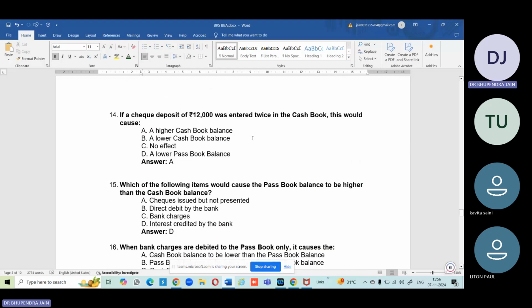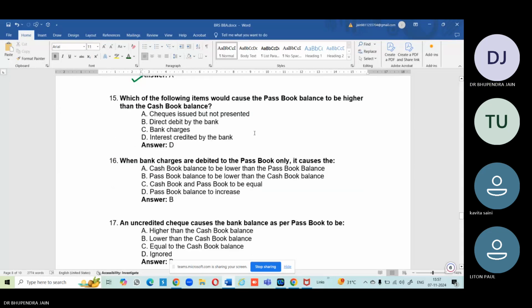A check of rupees 12,000 deposited was entered twice in the cash book. So this would cause... simple बात है, if you record the twice entry, तो cause क्या होगा? The balance of cash book will be higher. So the first option is correct, higher cash book balance. Lower cash balance? No. No effect? No. Lower passbook balance? No. So correct answer is A.